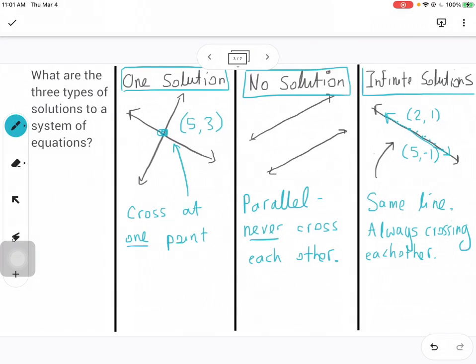So in this case, when they're the same line, they have infinite solutions. So the 3 cases are, your graph has one solution if they cross at one point, no solution if they're parallel and never cross each other, and infinite solutions if they are the same line, because they're always crossing each other, they're on top of each other. So make sure to write this down in your notebook.